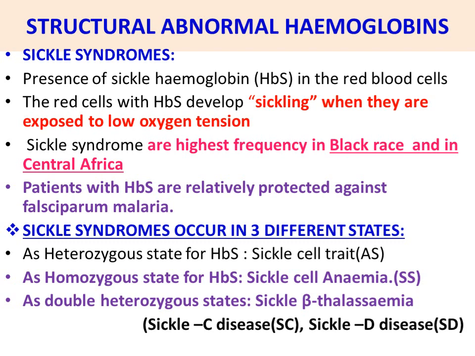Sickle syndromes occur in three different states. One is the heterozygous state, sickle cell trait AS. Another is the homozygous state for HBS, sickle cell anemia SS. The third is the double heterozygous state, sickle beta thalassemia. So these three are the different states of sickle syndrome. In sickle beta thalassemia, there are two types: sickle C disease SC and sickle D disease SD.